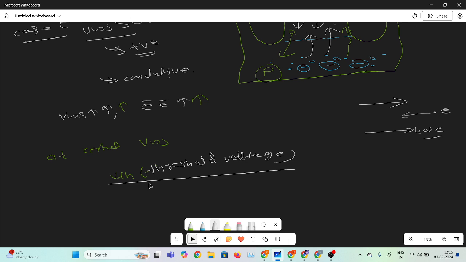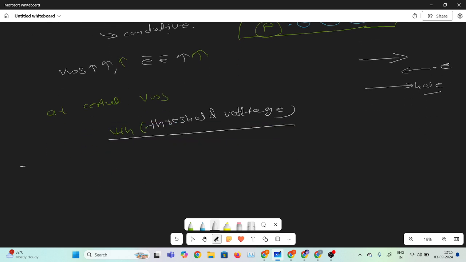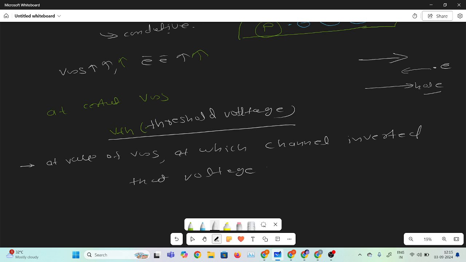So the definition of the threshold voltage: the value of VGS at which the channel is inverted, that voltage is the threshold voltage.